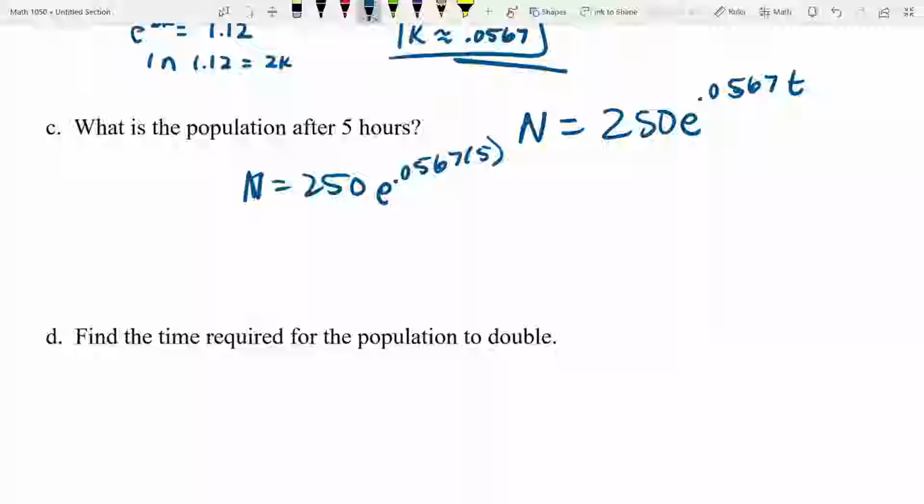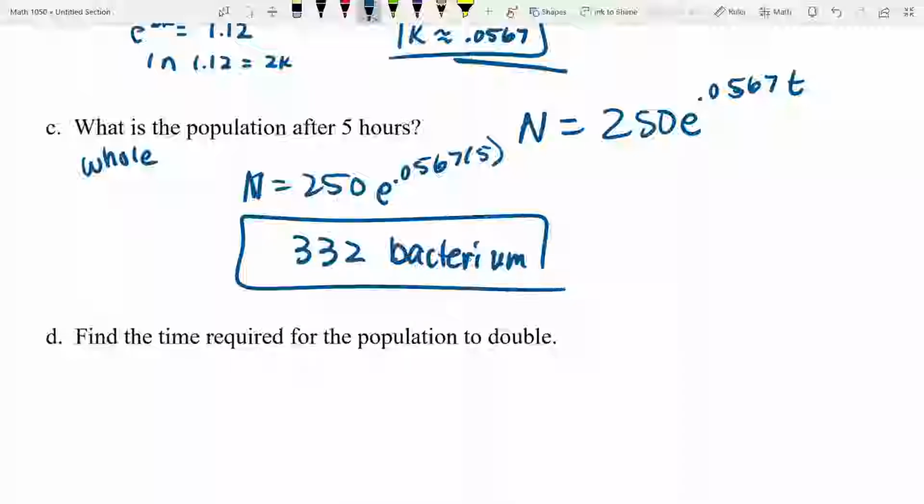Grab your calculator and go 250, second ln. What am I going to put in right now? Can anybody tell me? It's going to be the stored k, and then I'm going to times it by 5. So I'm going to go 5, stored k, enter, close it, enter. Let's round this to the nearest whole. So the answer is 332 bacterium. I think bacterium might be singular. I don't know. We can Google it later. We'll just say bacterium.